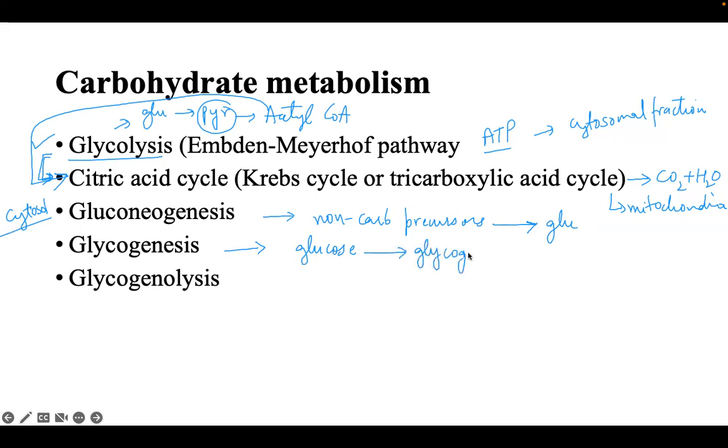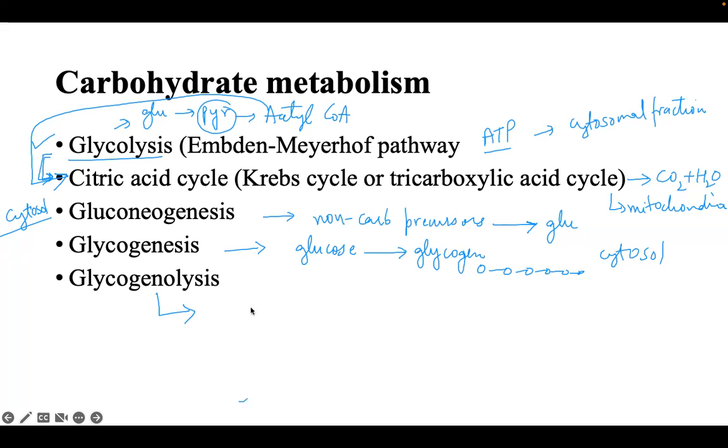So basically, you can say that glycogen is a polymer of glucose. Different glucose molecules are joined together and formed into glycogen, which is then stored in the liver in the human body. This process happens in the cytosol.